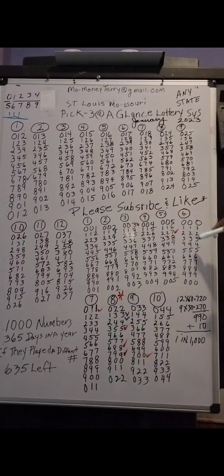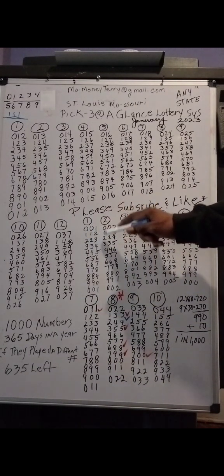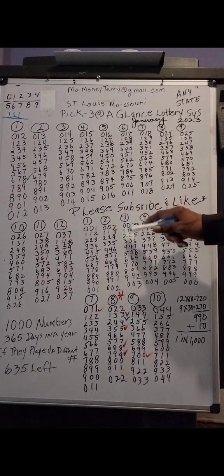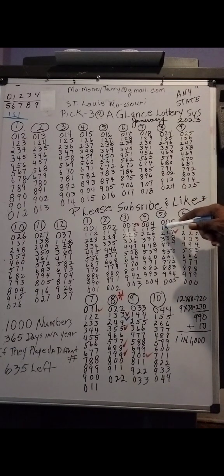Then here's the doubles, because they can come 6 different ways. Column 1, 0, 0, 1. Column 2, 0, 0, 2. Column 3, 0, 0, 3. Column 4, 0, 0, 4. Column 5, 0, 0, 5.